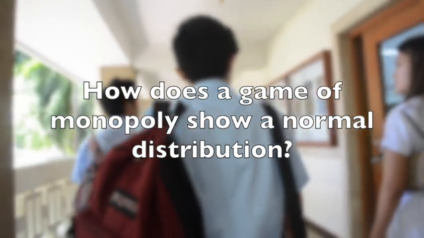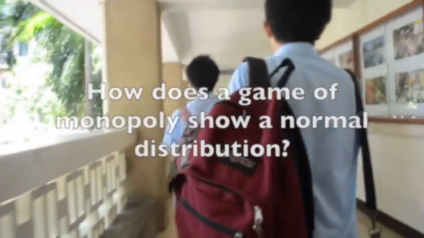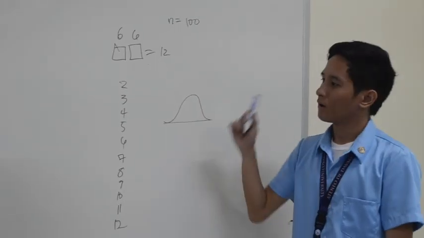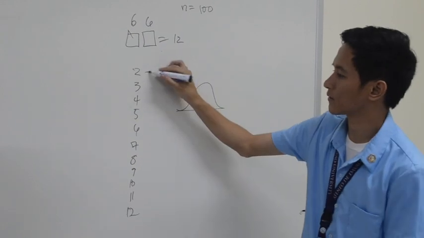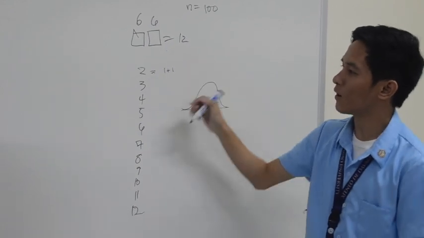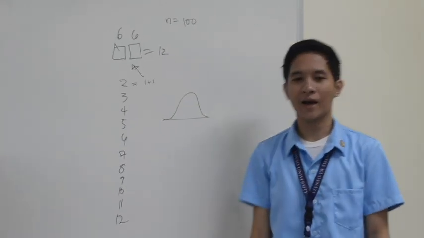What we did as a group to prove that normal distribution could be applied in real life, we played a little game of Monopoly. To prove that there is normal distribution, we used dice. So in this value, the only combination of getting a 2 is 1 plus 1 on these dice.